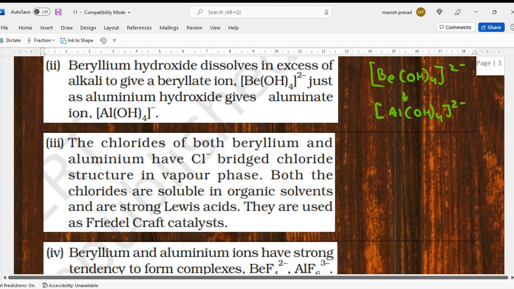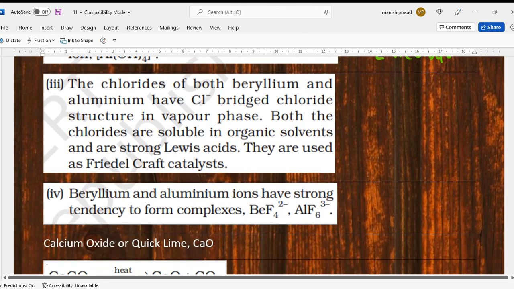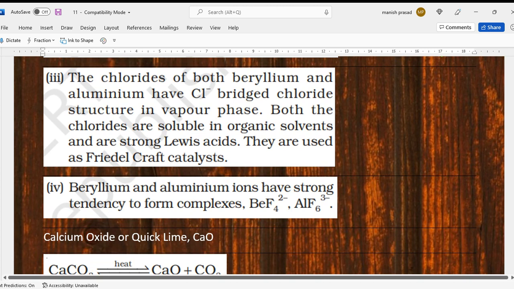The chlorides of both beryllium and aluminium have Cl negative bridged chloride structure. In vapor phase, both the chlorides are soluble in organic solvents and are strong Lewis acids. They are used as Friedel Crafts catalysts. Perfect. So now, what we did in the last class in both the batches.